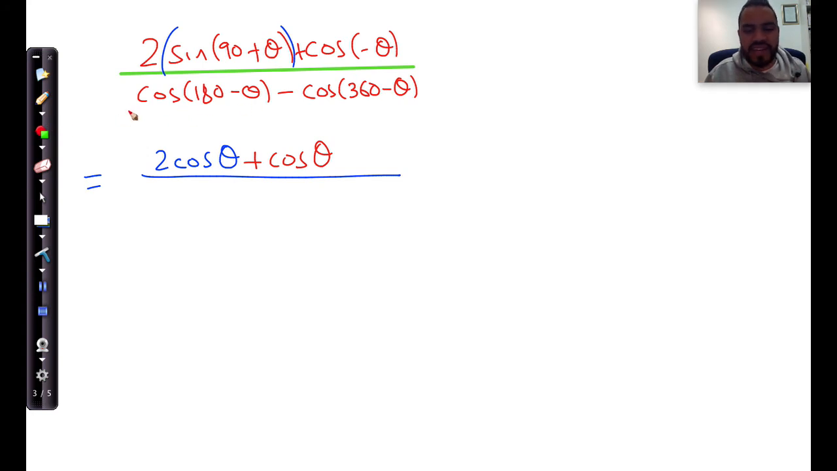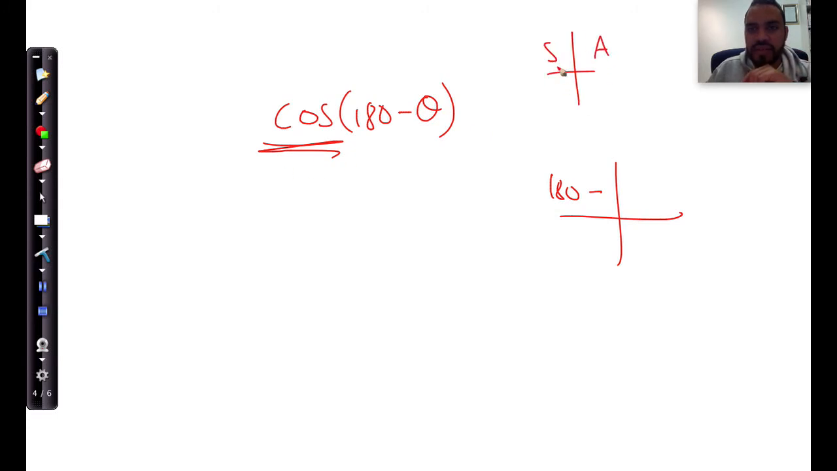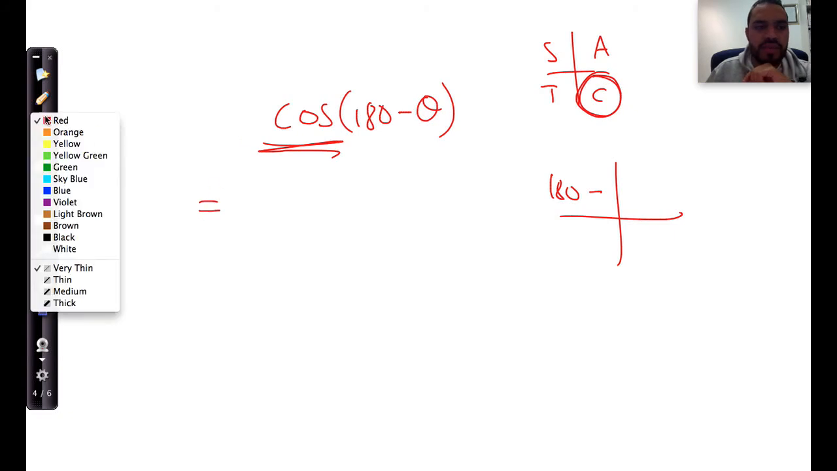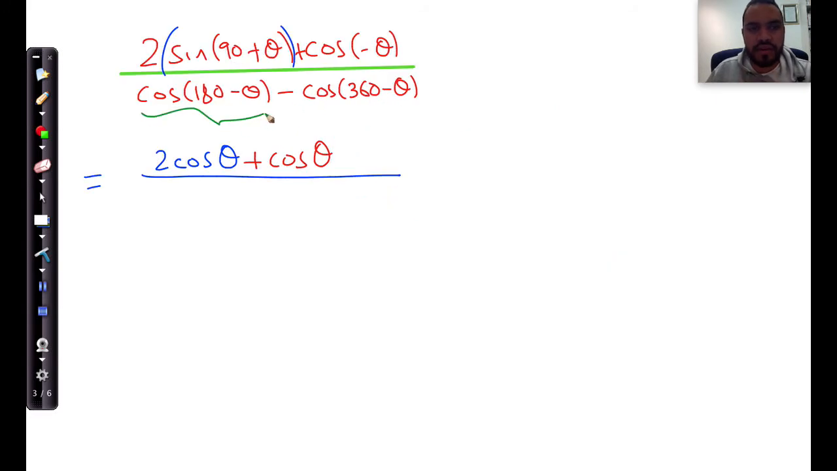Cos of 180 minus theta. Firstly, identify the quadrant. In my ASTC diagram, 180 minus occurs over here, which means that's the second quadrant. Cos in the second quadrant, is it positive or negative? According to this diagram, cos is only positive in the fourth quadrant. So this is actually equal to negative cos, and I take the theta there: negative cos theta. So let's go back. This one below becomes negative cos of theta.